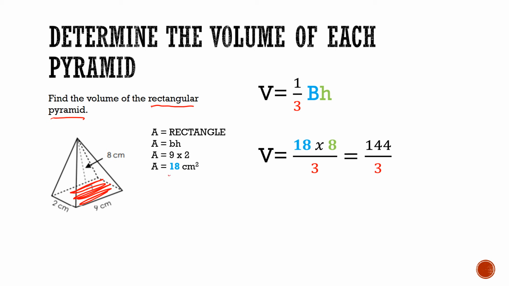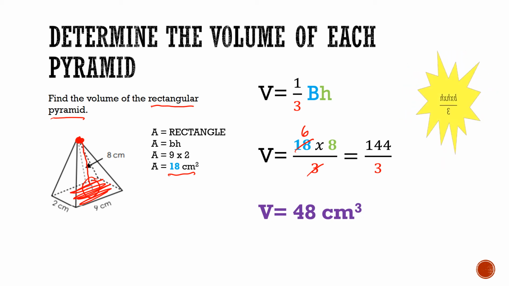Remember, a third means we're dividing by 3. Big B is 18, so 18 times the height. Remember, height starts at the very top and goes all the way through, perpendicular to the base. So 18 times 8, and remember a third means you're dividing by 3. When we multiply 18 times 8, that gives me 144 divided by 3. Remember, you can also do a shortcut and do 3 into 18, which is 6, and that should give us 48. So that's just a different way of doing it.